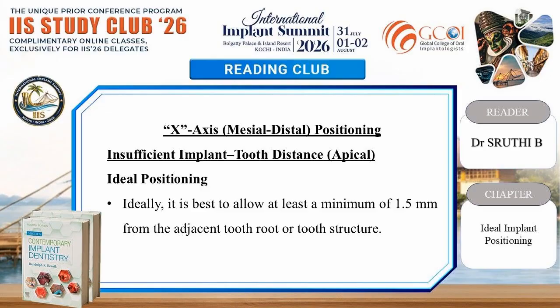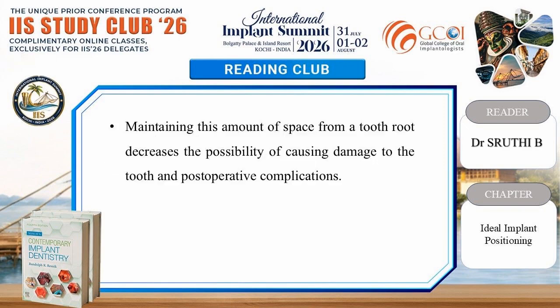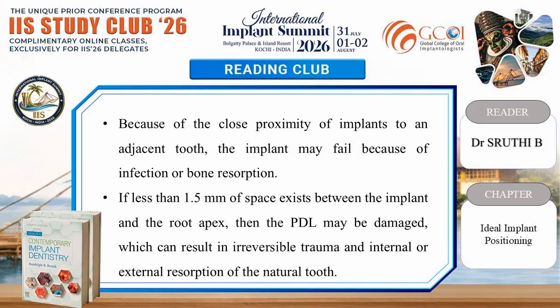X-axis, mesiodistal positioning. Insufficient implant-tooth distance, apical. Ideal positioning: ideally, it is best to allow at least a minimum of 1.5 mm from the adjacent tooth root or tooth structure. Maintaining this amount of space from a tooth root decreases the possibility of causing damage to the tooth and postoperative complications. Because of the close proximity of implants to an adjacent tooth, the implant may fail because of infection or bone resorption.